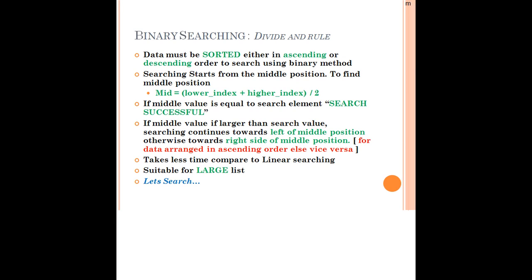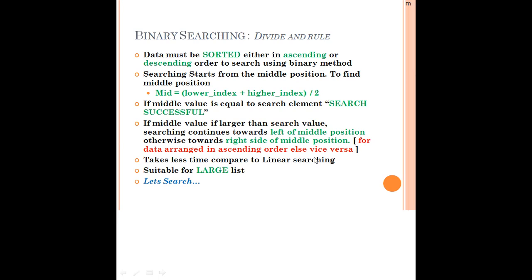There are three possibilities. Either the required element may be equal to the middle position element, or it may be smaller, in which case you will search the first half. Otherwise, you will search the second half, and this process continues till the element is found or the array division gets over, so that the element is not found. This is in the case of ascending order.